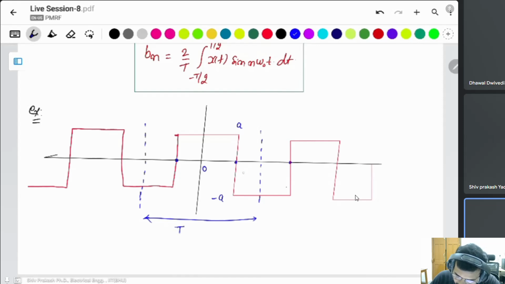You can divide this one in 4 sections: 1, 2, 3, 4. Then this portion will be a minus T by 4, and this will be the minus of T by 2. This is the T by 4, and this will be a minus T by 2. And minus T by 2 to T by 2 is the total time period. Then we have to calculate the A naught, A n and B n for the calculating of the Fourier series.